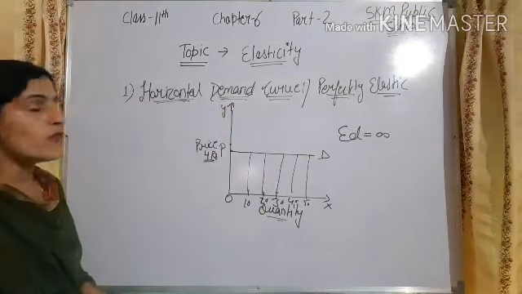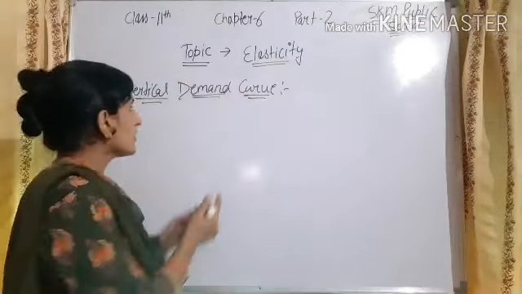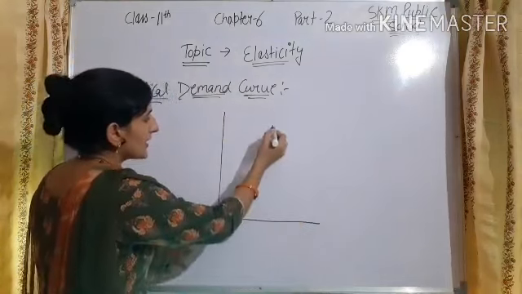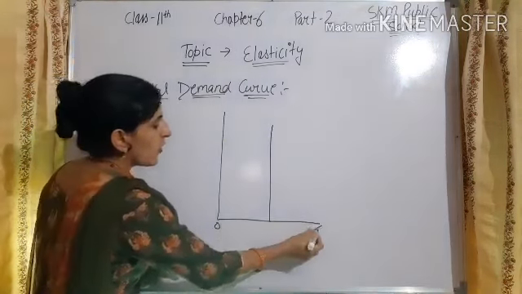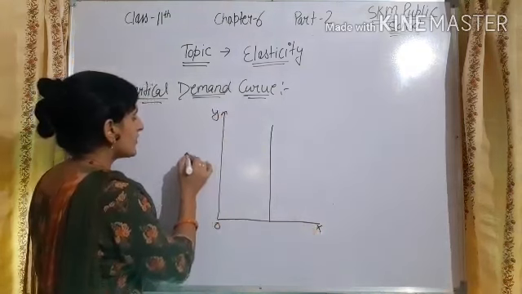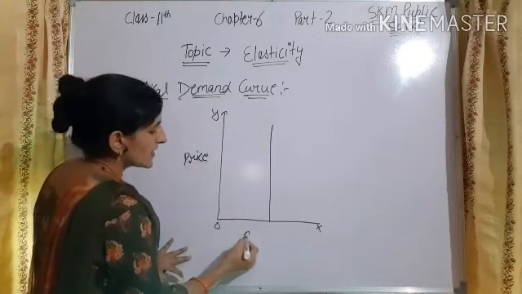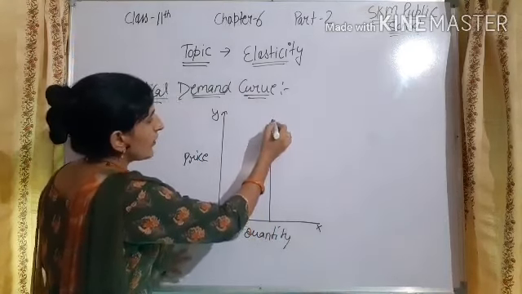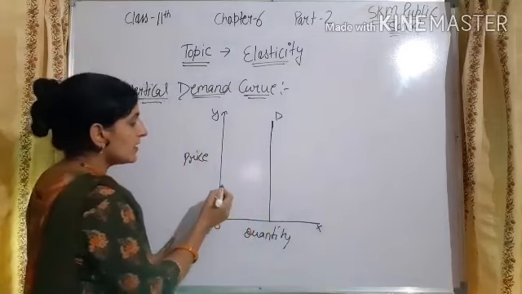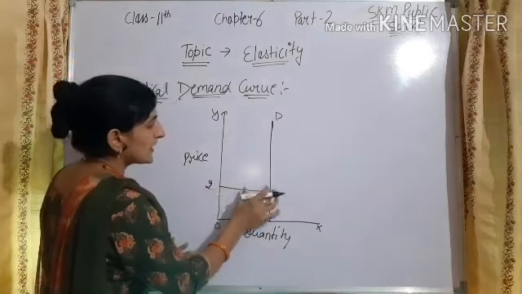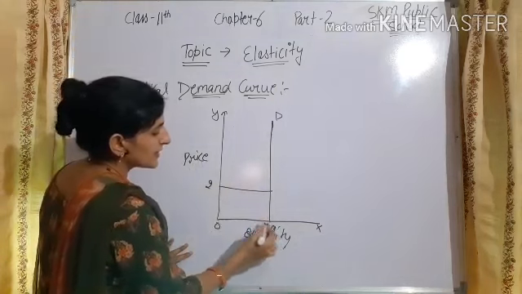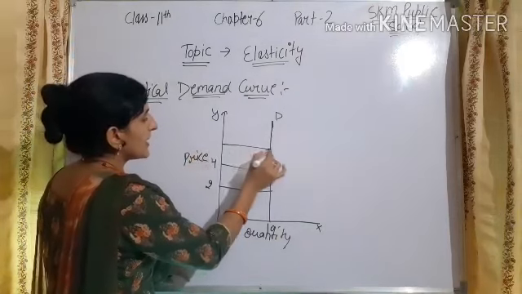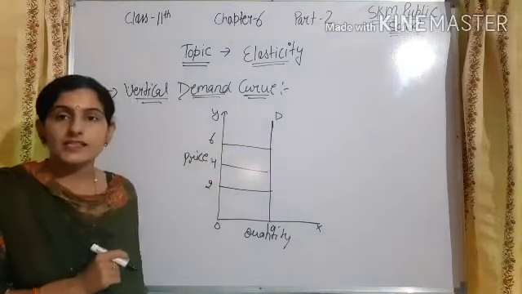The next is the vertical demand curve. The demand curve will be vertical like this, with the same X-axis and Y axis. Here we take price and here the quantity of the commodity. The demand curve is vertical. For example, if the price is 2, demand is this only, say 10 units. If the price increases to 4, it is still the same. If the price increases to 6, demand is still constant.